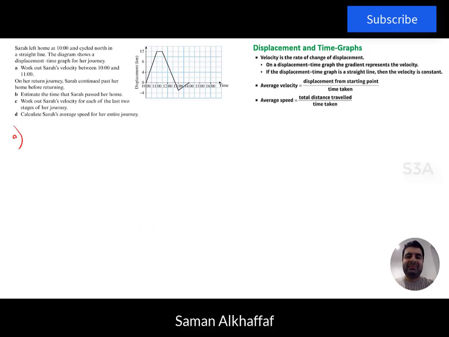So first we look at the displacement. So we say displacement will be equal to 12 kilometers, and the time will be 1 hour. So for us to find the velocity, it will be distance over time, so that would be 12 over 1, and that will give us 12 kilometers per hour.